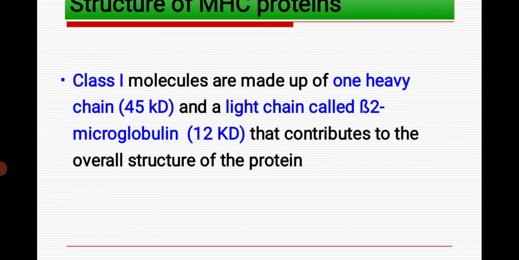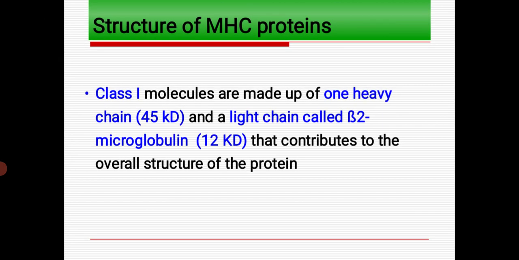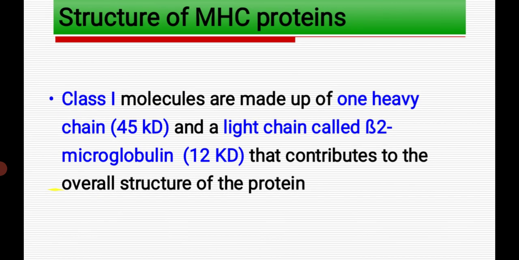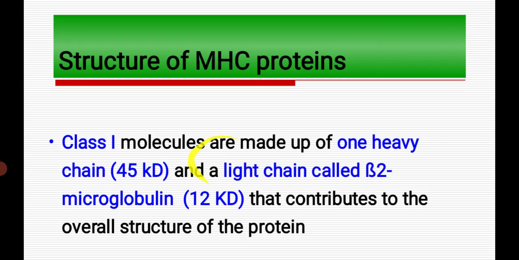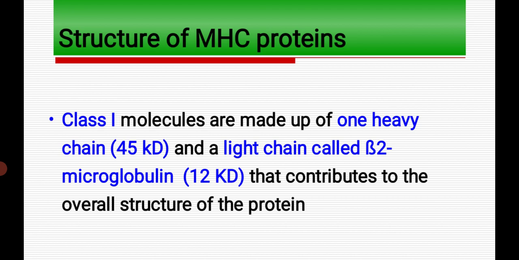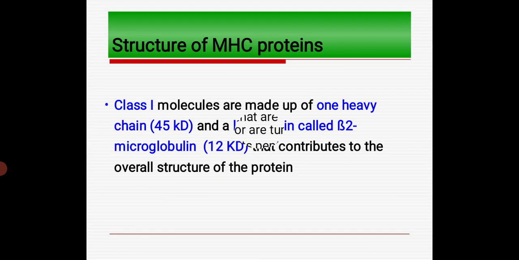Then the structure of the MHC protein. The class one molecule is made up of one heavy chain, that is the alpha chain, having a molecular weight of 45 kilodalton, and one light chain called beta 2 microglobulin. It has a molecular weight of 12 kilodalton, and these two chains, heavy and light chain, contribute to the overall structure of the MHC class one molecule.